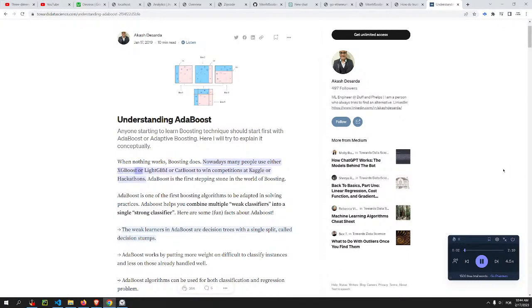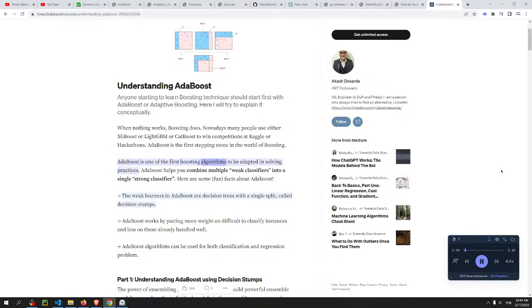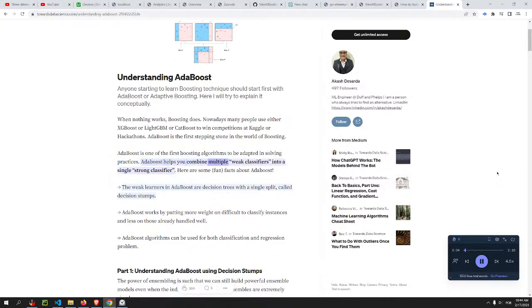Nowadays many people use either XGBoost or LightGBM or CatBoost to win competitions at Kaggle or hackathons. AdaBoost is the first stepping stone in the world of boosting. AdaBoost is one of the first boosting algorithms to be adapted in solving practical problems. AdaBoost helps you combine multiple weak classifiers into a single strong classifier.